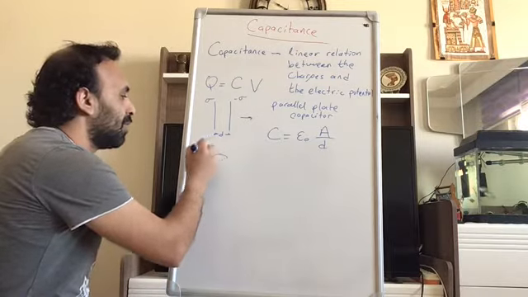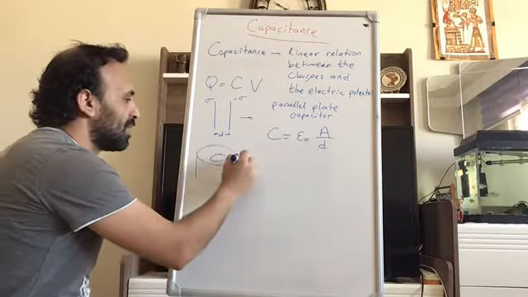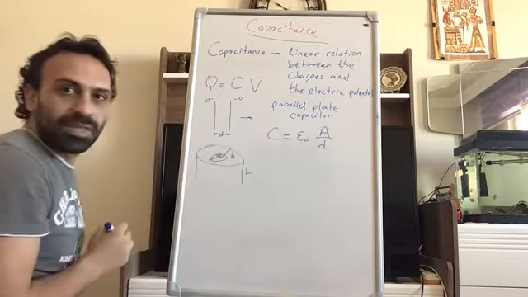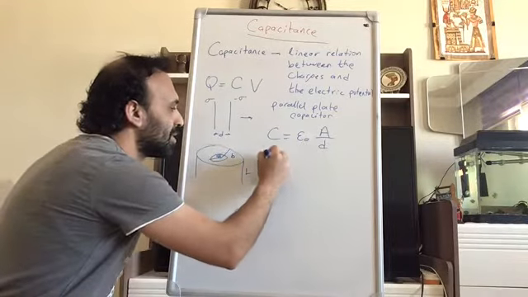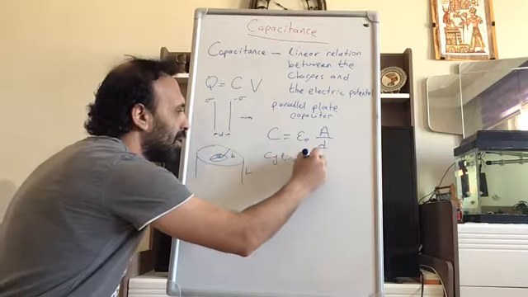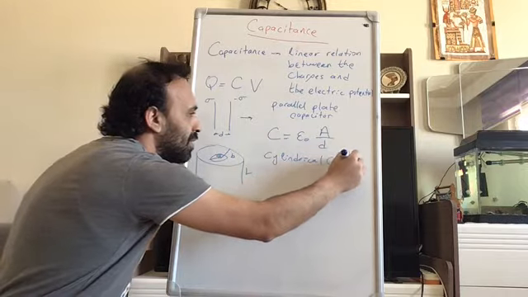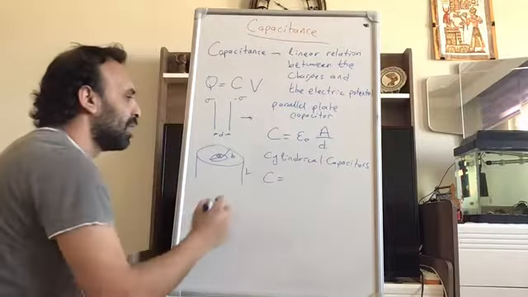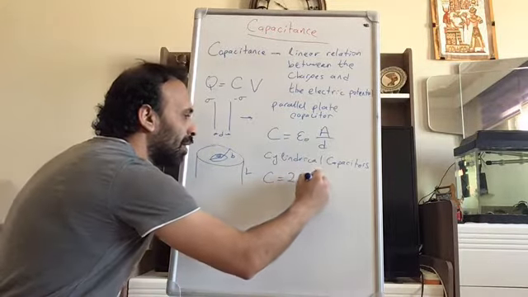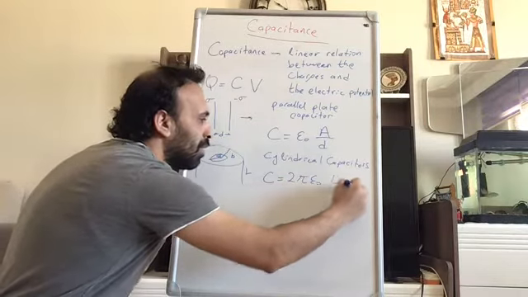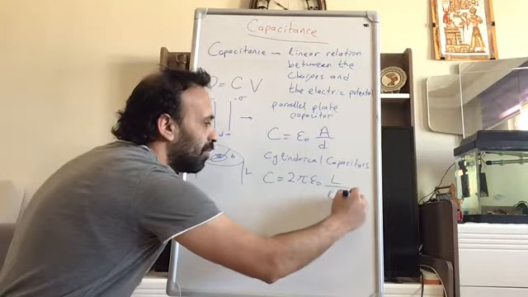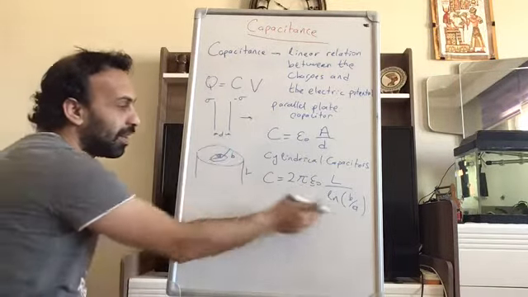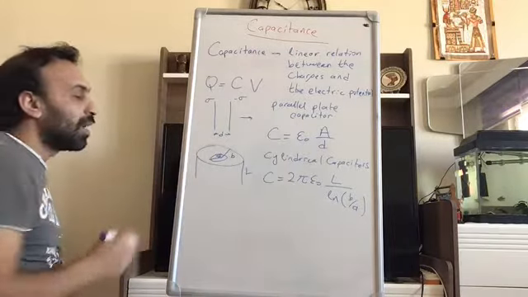If I have two coaxial cylinders of length L, one has a radius A and the other has a radius B, then this is the cylindrical capacitor, and we find their capacitance can be written like 2 pi epsilon 0 L over natural logarithm of B over A. And B is the radius of the outer cylinder, and A is the one of the inner cylinder.